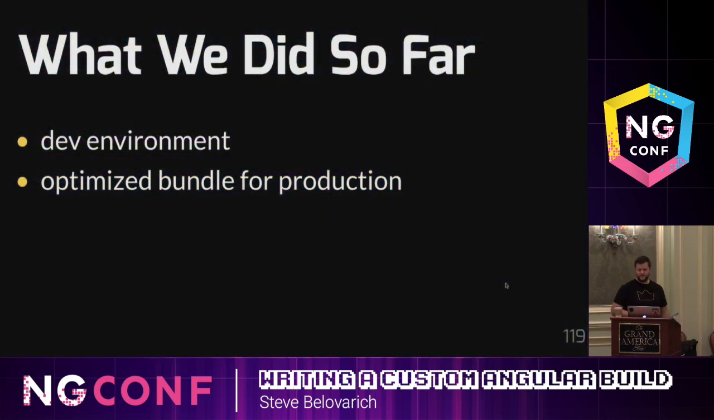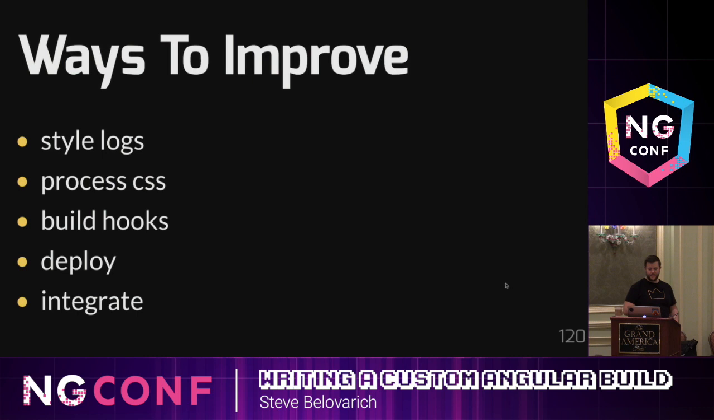All right, so what can you do next? What we did so far is we created a dev environment. We optimized our bundle for production with Clojure compiler. Ways to improve this build: we can style our logs. Right now, our logs are very monochrome. It'd be nice if there was some very user-friendly logging that can happen.